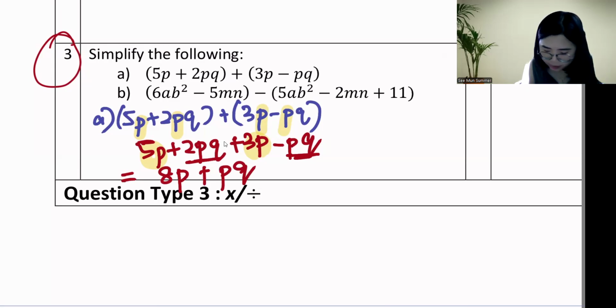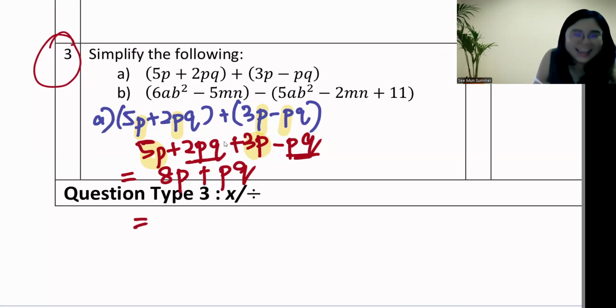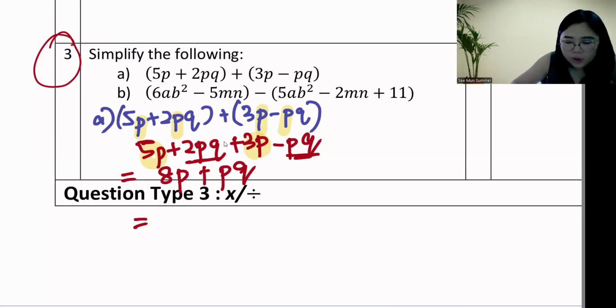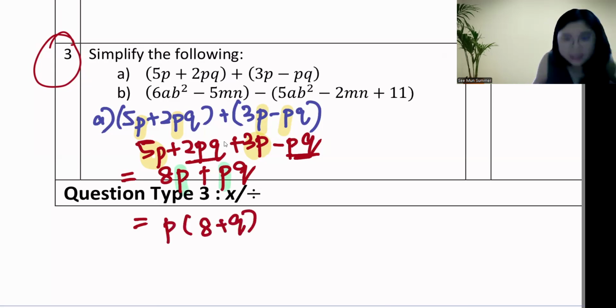Okay. And now, only now do we factorize. Just now I factorized too early, because we want to solve it. Okay? And then 8P and PQ. What are the common things I can take out together? Definitely P. So my answer will end with this: P(8 + Q). Cha-chang.